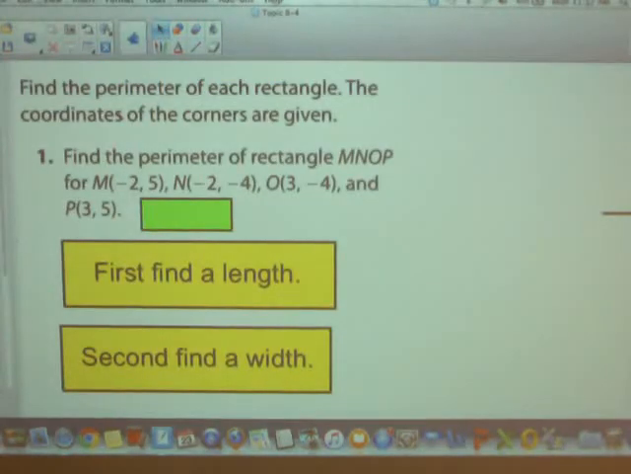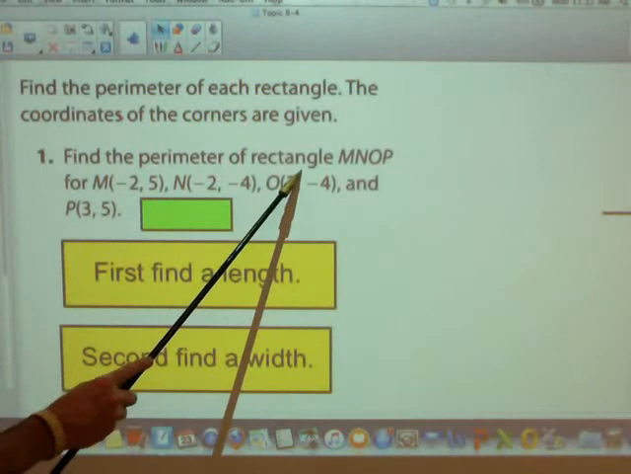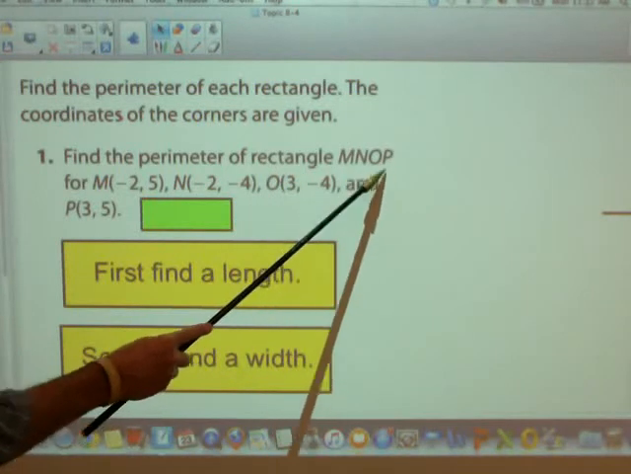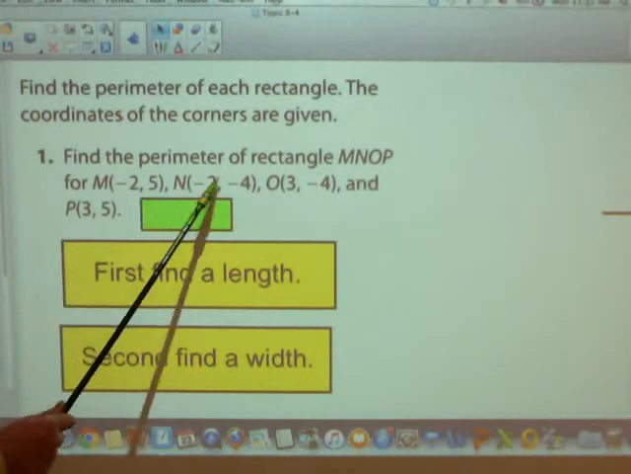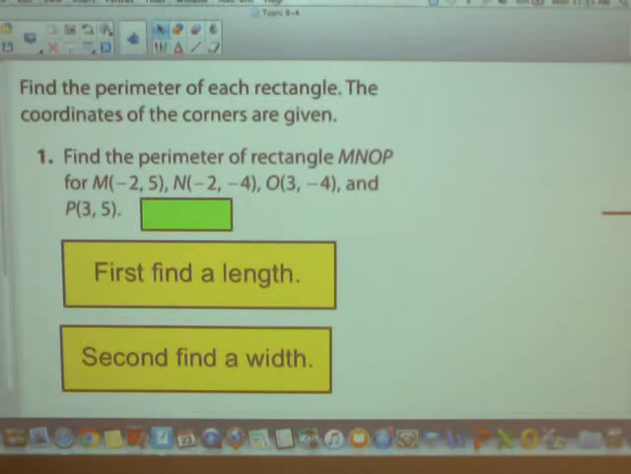Here's a practice problem. This is number 1 in your book. Why don't you see if you can find the perimeter of a rectangle MNOP using these coordinates, and then I'll go over it with you. So why don't you pause the video while you solve that problem.